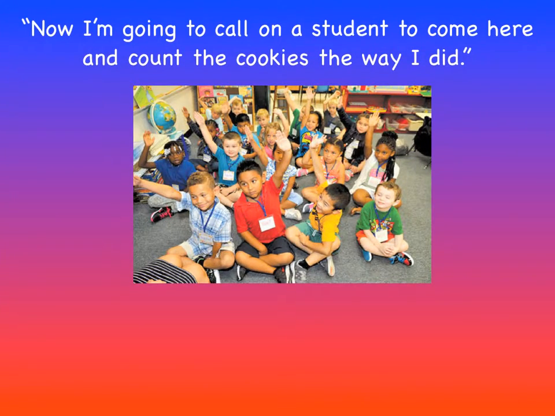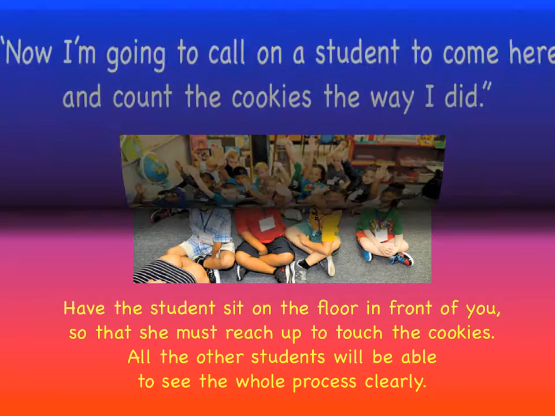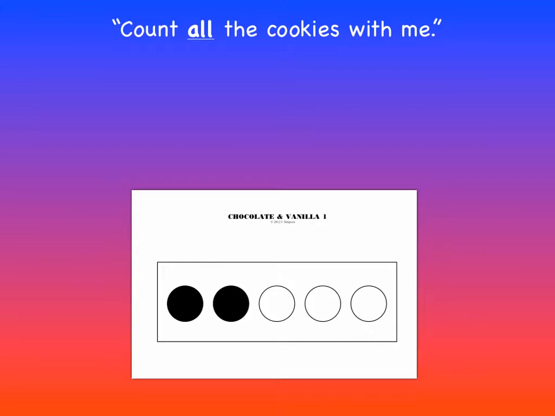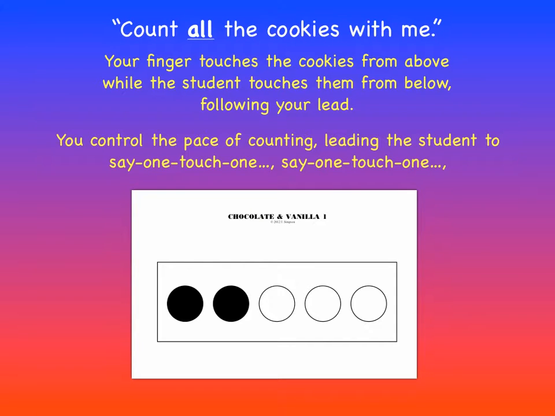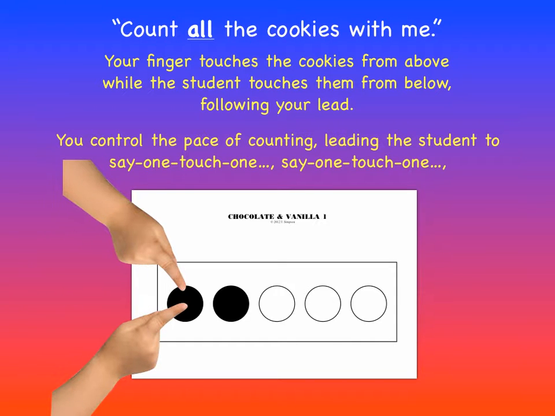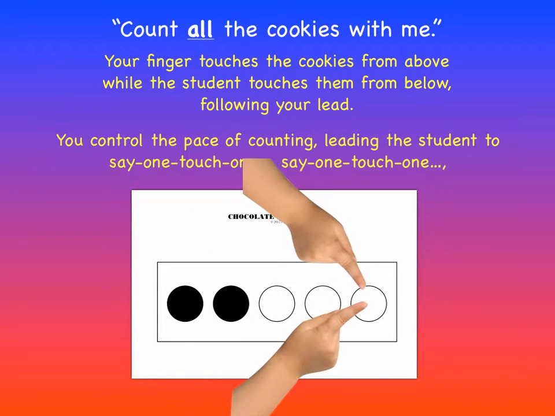Now I'm going to call on a student to come here and count the cookies the way I did. Have the student sit on the floor in front of you so that she must reach up to touch the cookies. All the other students will be able to see the whole process clearly. Count all the cookies with me. Your finger touches the cookies from above while the student touches them from below, following your lead. You control the pace of counting, leading the student to say one, touch one. Say one, touch one. 1, 2, 3, 4, 5.